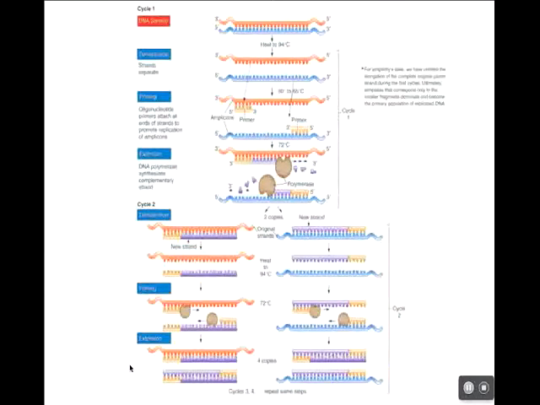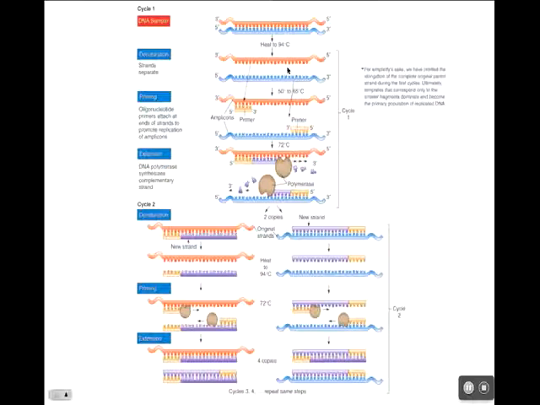Let me show you how this works. So here's our template inside of our PCR tube. Here's our template. The PCR machine is going to heat up to 94 degrees. 94 degrees is hot enough to denature DNA. So 94 degrees is denaturing. The two strands separate at 94 degrees.